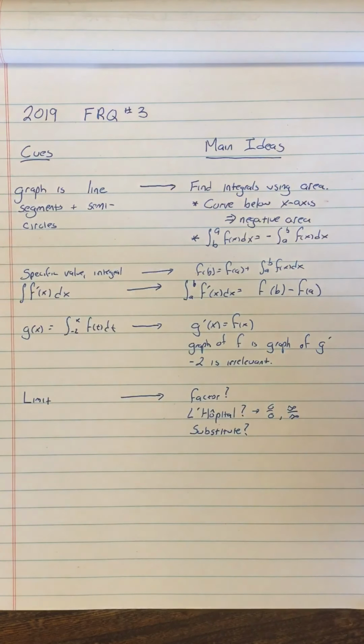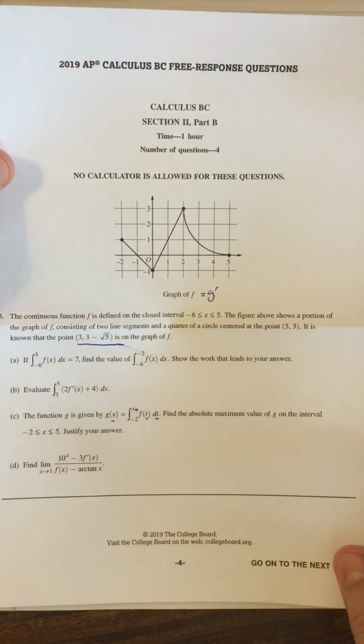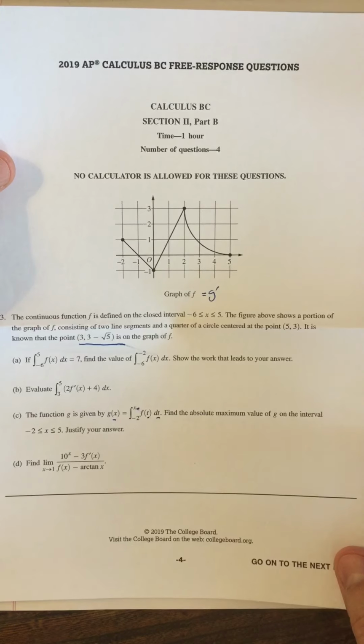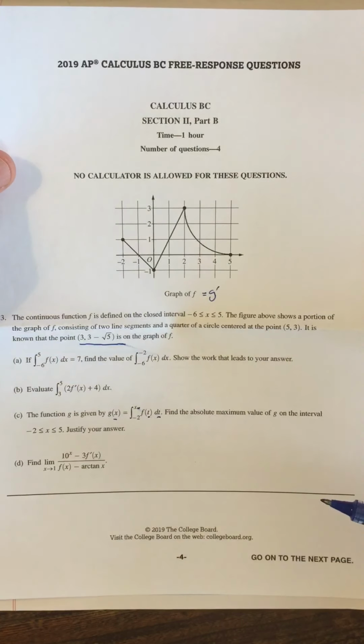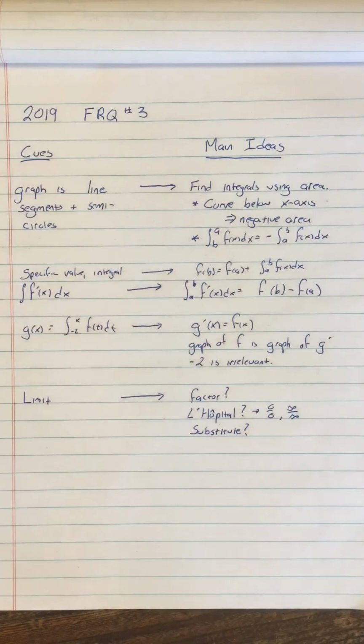All right, so here are some of our cues and main ideas. When I look at a huge problem like this, what are some of the things that this cues me to think about? These are some of the cues and the main ideas they lead to. So we'll see how those lead us to be able to solve some of the problems.